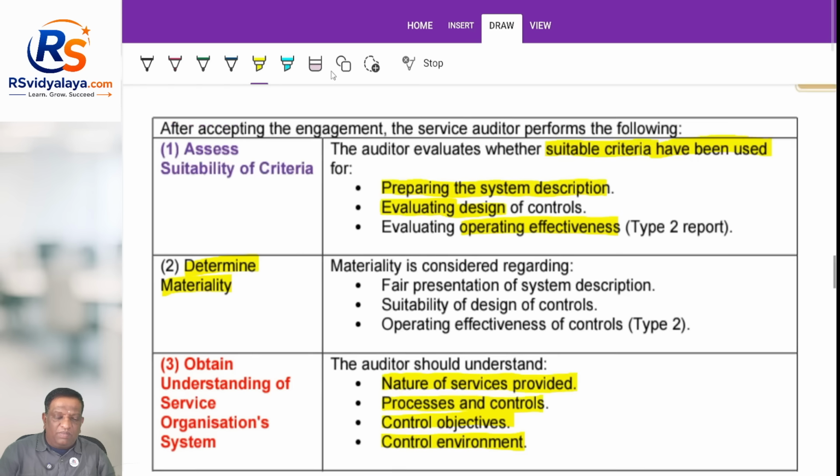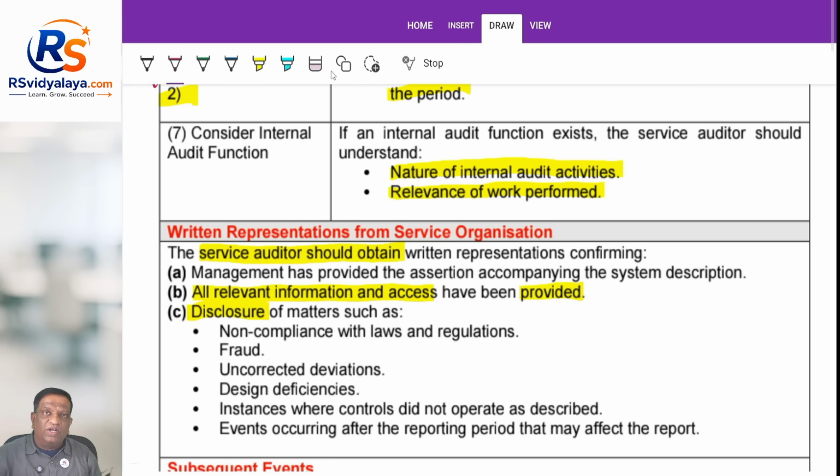Then, while doing this, there was a doubt. See, this service auditor is reviewing the control at the service organization. But what if the service organization already has an internal auditor? Can he rely on them? Obviously, he can rely. If an internal audit function already exists, then the service auditor can rely, but before placing reliance, he must understand and evaluate the nature of those internal audit activities, the relevance of the work performed, and whether he can take help from it.